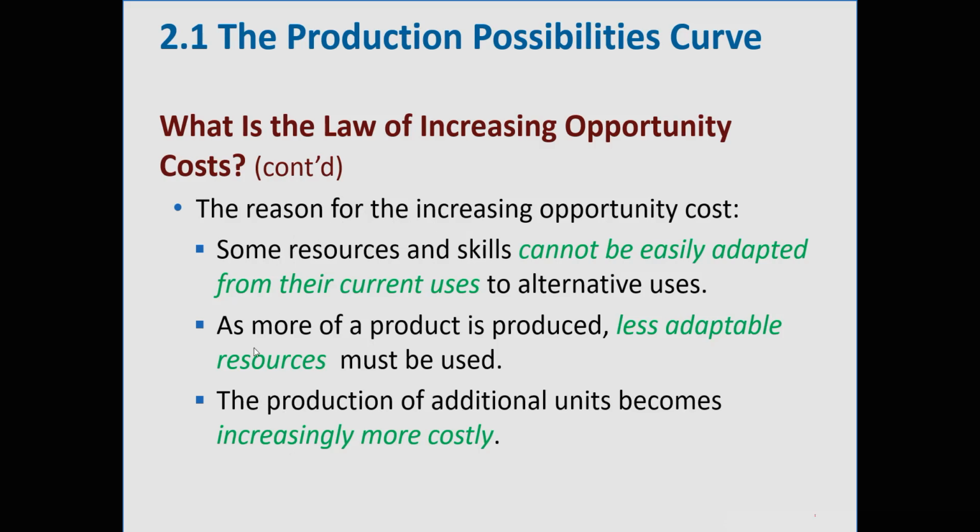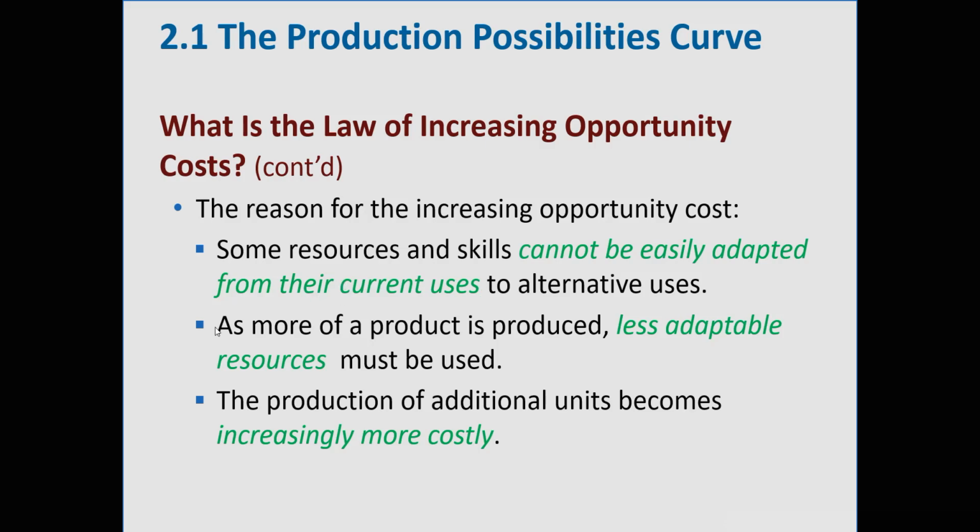These are some potential reasons. Some resources and skills cannot be easily adapted from their current use. You cannot just switch and say, okay, I used to produce shelter, now let me give up the resources or the people who used to work in that particular department. Let me take them into this other department and they will be as efficient. No, they were specialized. It takes time and some cannot even adapt.